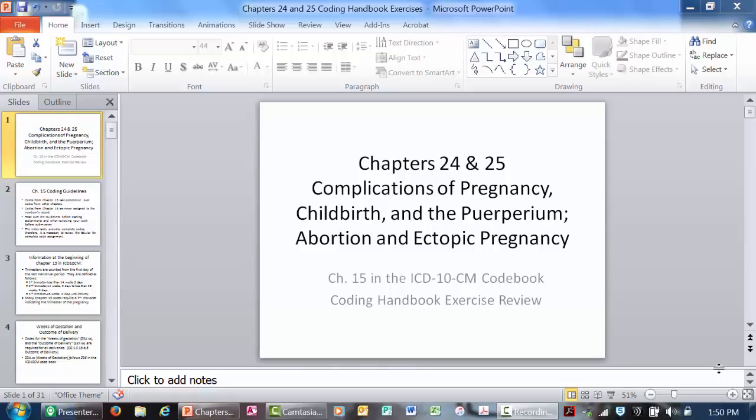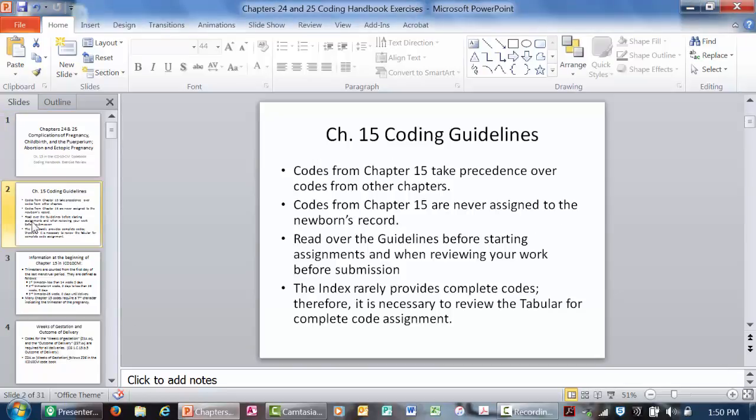Hello, today we're going to talk about chapters 24 and 25 from the Coding Handbook 2016, and this corresponds to chapter 15 in our ICD-10-CM codebook. You've heard me talk about chapter 15, the OB codes, throughout the semester.